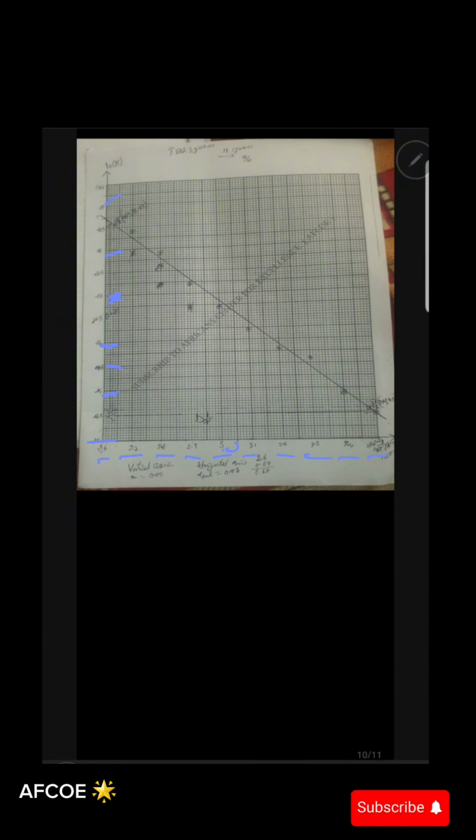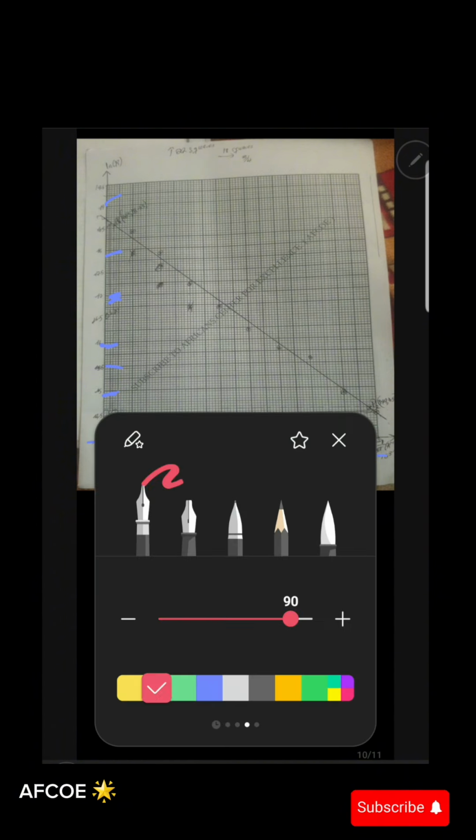This is 19. And now in between, please don't fill values here. Please make your work look neat. Don't fill values here.